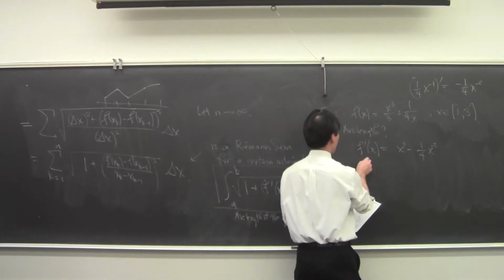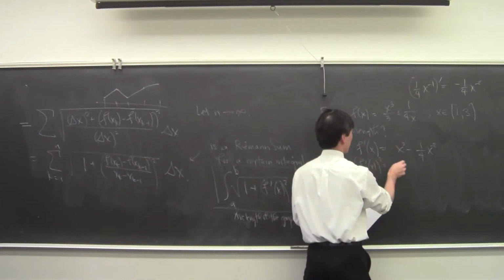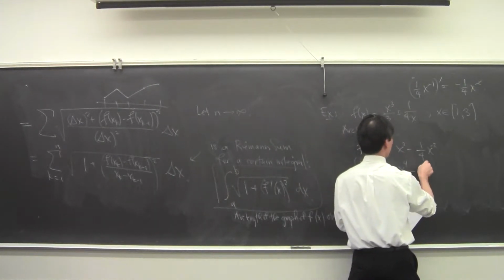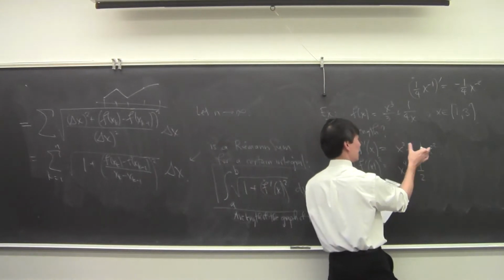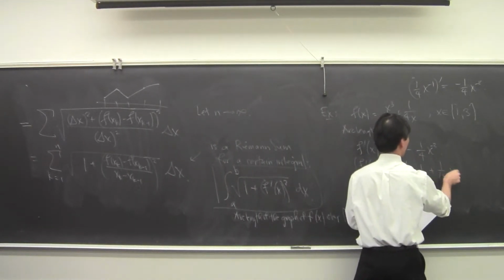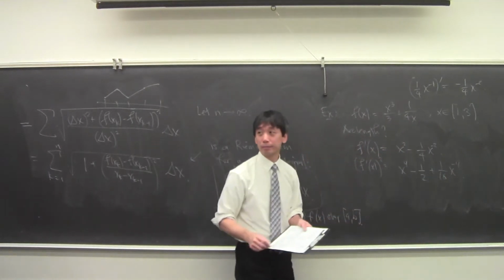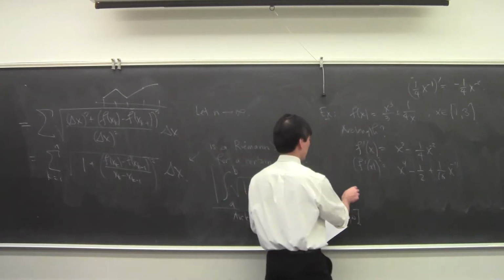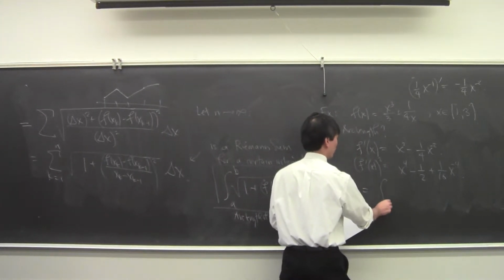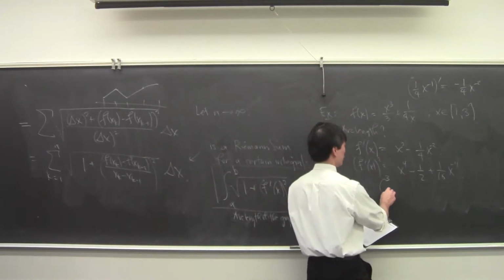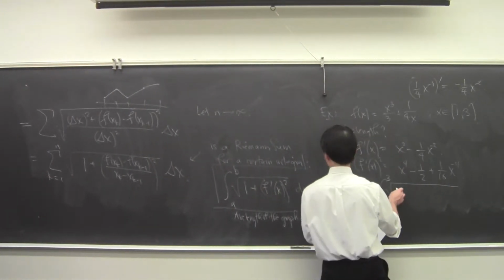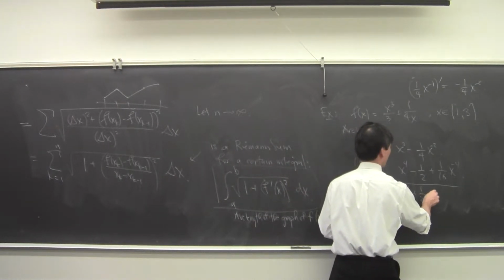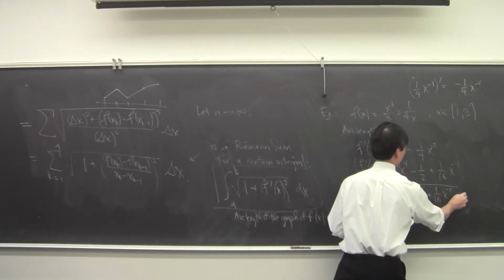Yeah, I see. So then you would square that. Right? You would get x to the 4th minus a half, plus 1/16 x to the negative 4th. And so the arc length would be the integral from 1 to 3 of the square root of 1 plus that. So x to the 4th plus a half plus 1/16 x to the negative 4th.